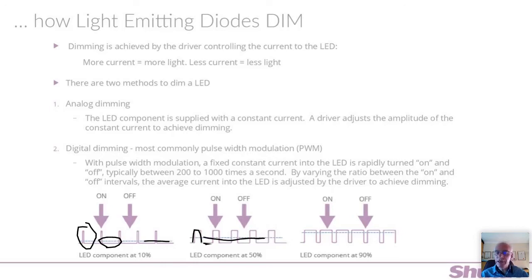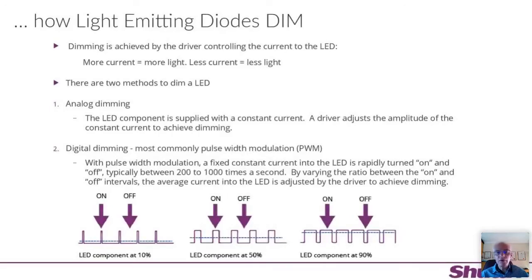And so you go until you turn the LED nearly on all the time and then off for just a small period of time, and you have a much higher average current and a high intensity. So that is the basics of how a driver would actually control an LED component to dim. Now, there are, once again, advantages to digital dimming and disadvantages to it.